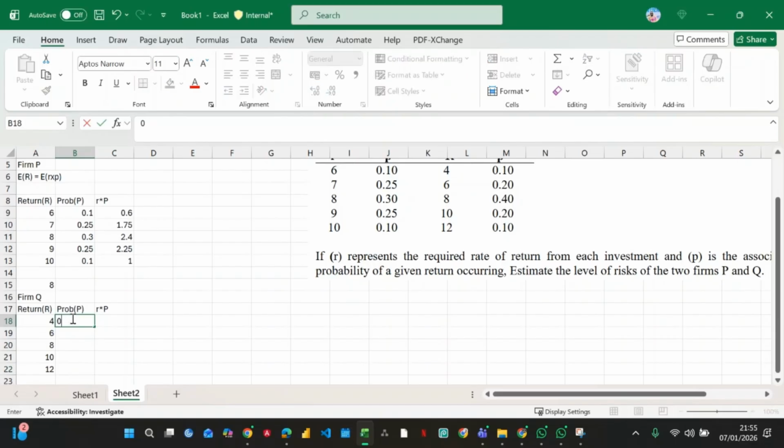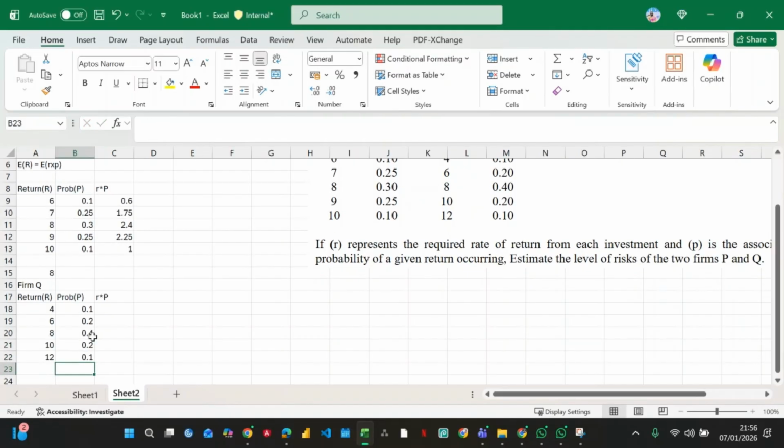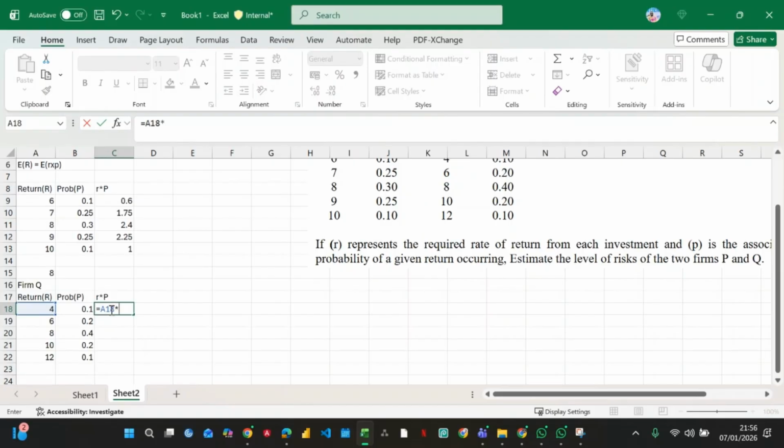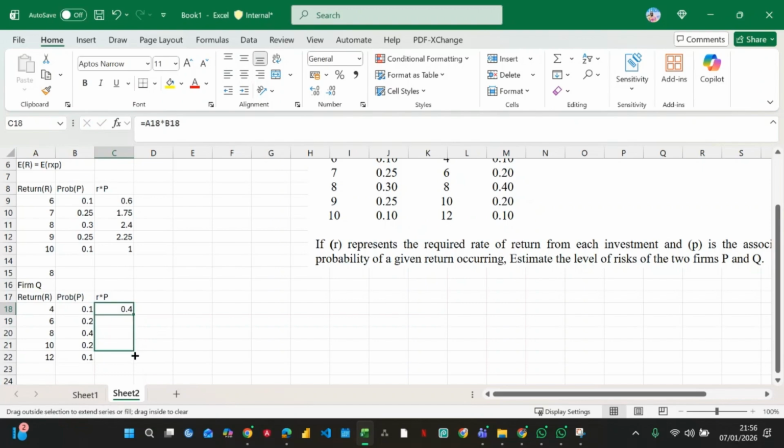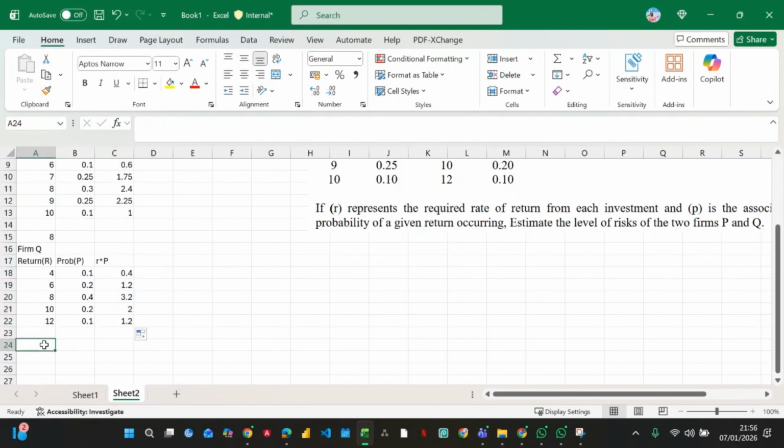So the probabilities we have are 0.1, then 0.20, 0.2, then 0.4, then 0.2, and then 0.1. So we just do the same thing by multiplying this by this. Then we have 0.4. So then we have this, right? Once I have this one, we go ahead and do the summation of it.